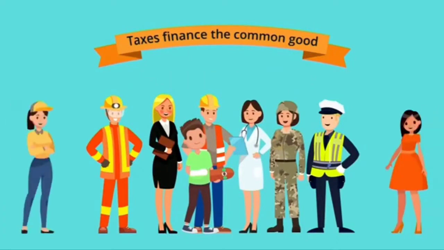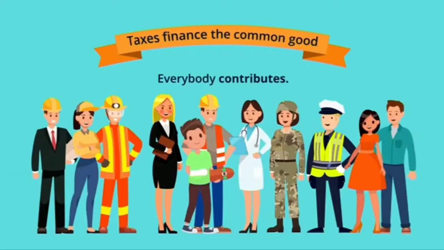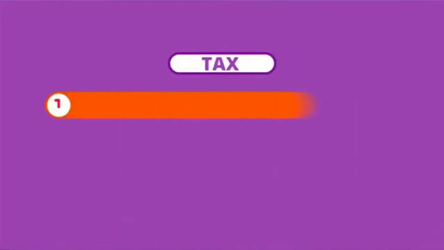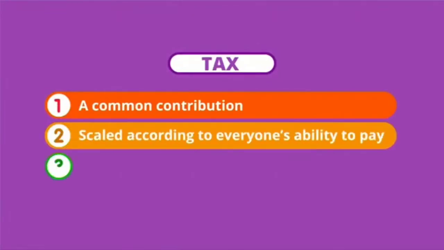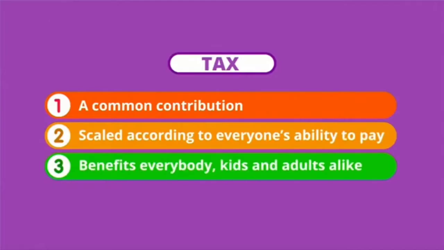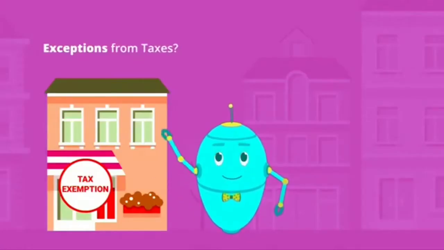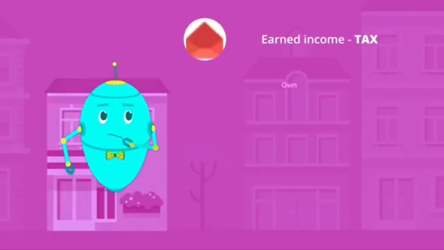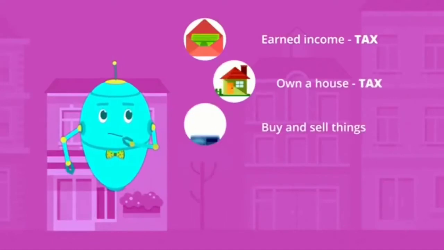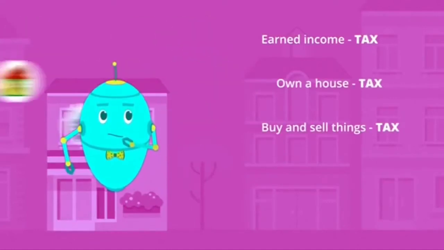In simpler terms, taxes fund public services. It is a common contribution among every person in the society, and the tax is scaled according to everyone's ability to pay, and it benefits everybody. But wait, are there exceptions from taxes? Yes. There are situations where we don't pay taxes. If you have your own income, own a house, or buy and sell things, you're obligated to pay tax.